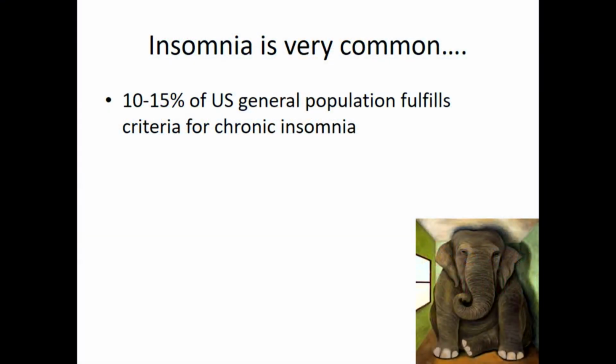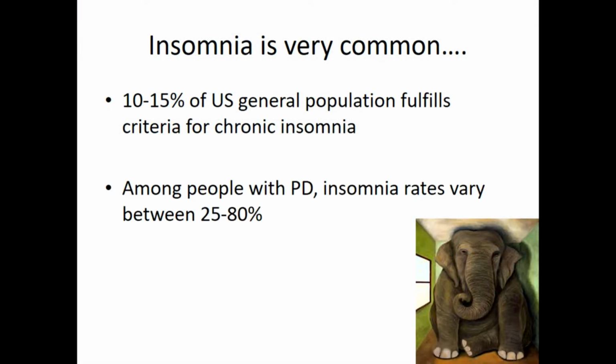So insomnia is incredibly common. About 15% of the US population suffers from chronic insomnia at one time, and it's even more common among people with Parkinson's disease, depending on how you define the insomnia. But it can be as high as 80% of people. I always like to put this elephant picture because sometimes physicians and providers don't really know what to do with insomnia, which is part of the importance of having this project for Neuro Challenge. Insomnia does vary over time, and as usually the disease progresses, insomnia rates go up.